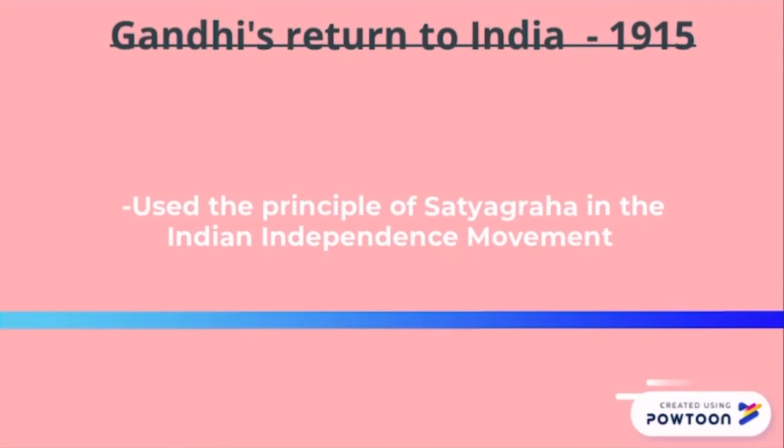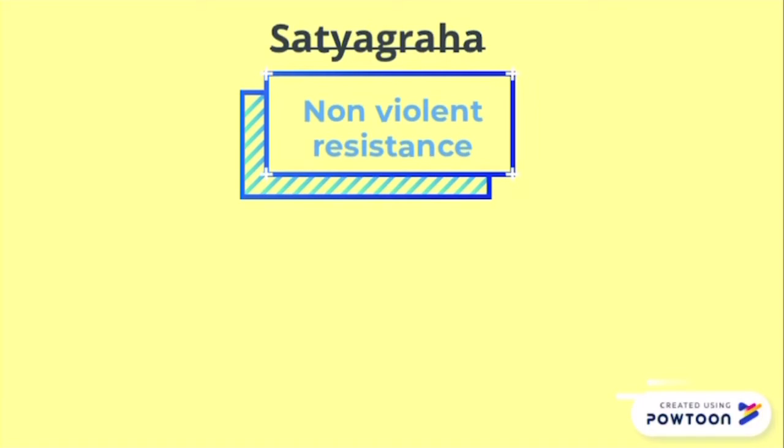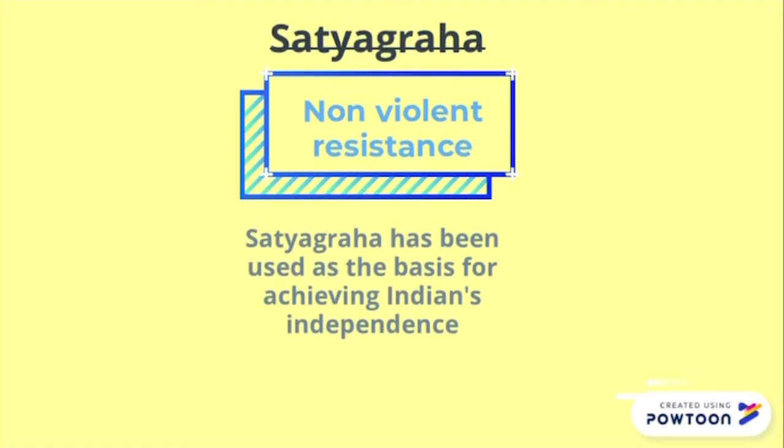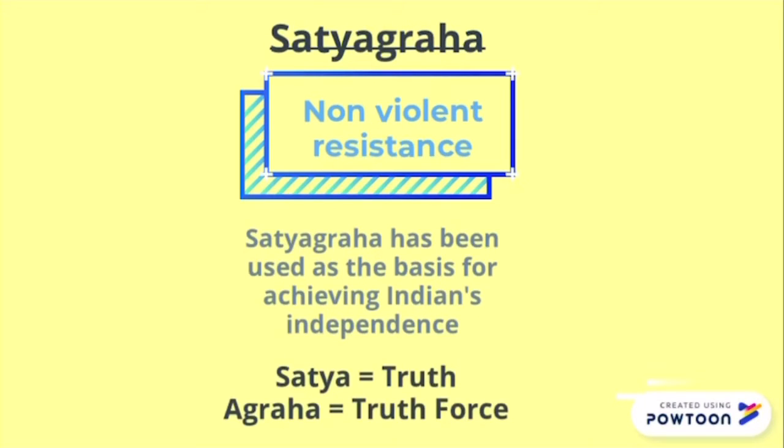After successfully helping the Indians in South Africa to achieve their freedom, Gandhi returned back to India in 1950. In India, he used the principle of satyagraha to achieve Indian independence. Gandhi's concept of satyagraha is based on non-violent resistance. Satyagraha has been the basis for achieving Indians' independence. Satya simply means truth and graha means through force.